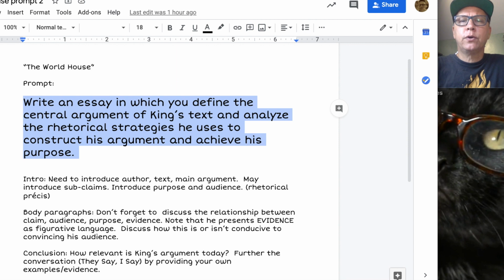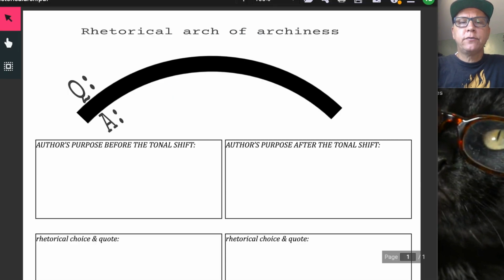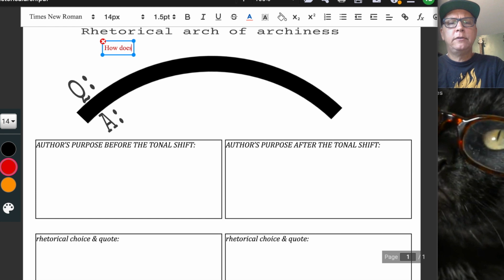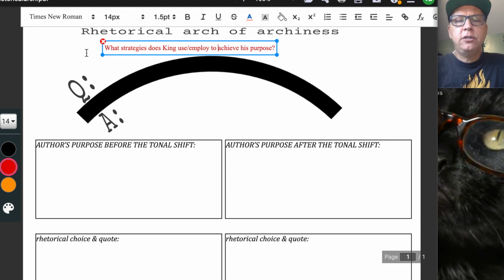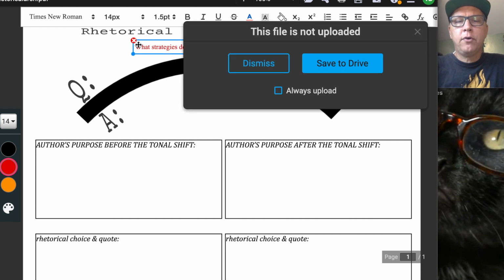And that's where we get to the Rhetorical Arch. Here's your actual prompt, and you get into the Rhetorical Arch here, and you turn the prompt into a question. This is kind of a template for the question. So your question would be something like, for this particular prompt, how does King achieve his purpose? Or you could say, what strategies does King use or employ to achieve his purpose? So you're changing the form of the prompt into a question.